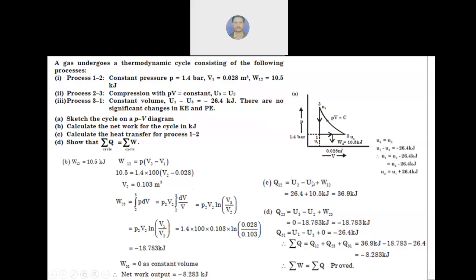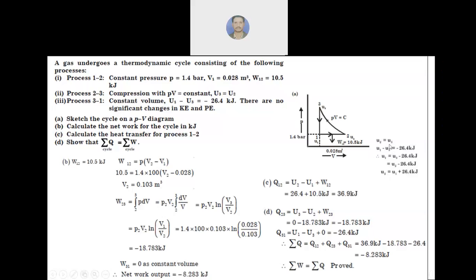For this we will do some small calculation. Given U2 equals to U3. Now also given U1 minus U3 equals to minus 26.4. Now U3 is equal to U2, so place U2 in place of U3 and simplify it. You will get U2 equals to U1 plus 26.4. So U2 minus U1 is also this much only.